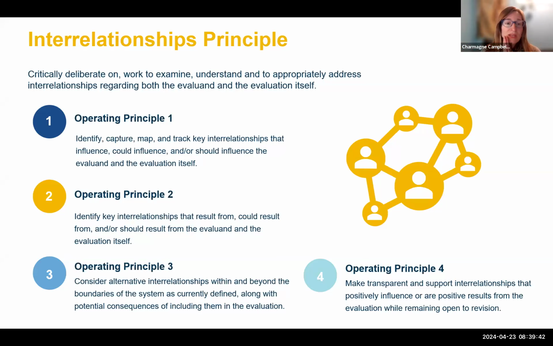The next is to think about the actual relationships that could result from the intervention and the evaluation. And then what are alternative interrelationships and boundaries of the system as it's currently defined, and the consequences. So thinking about different possibilities, and then making transparent and supporting the interrelationships that actually positively influence what you're trying to achieve. So it's thinking about not only what is already there, but what you're hoping to see and what you're hoping to not see, the relationships that maybe are harmful, thinking about both what's working and what's not working.